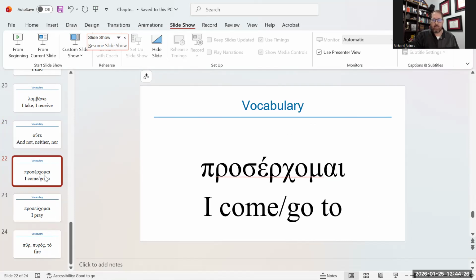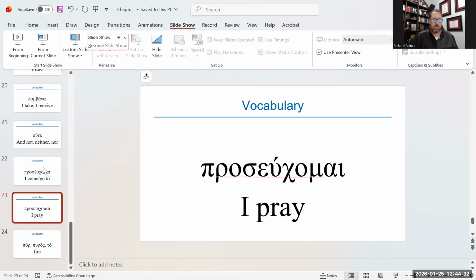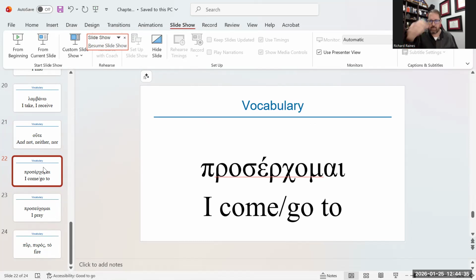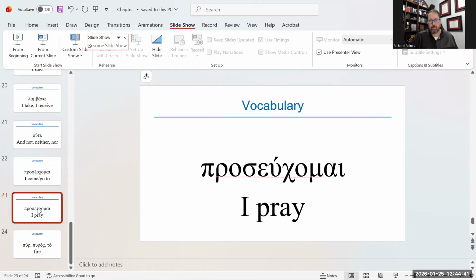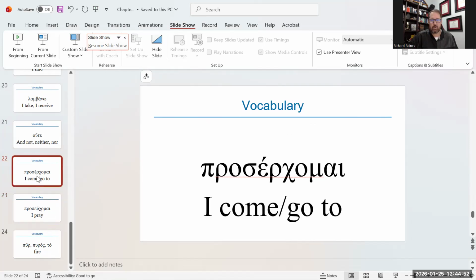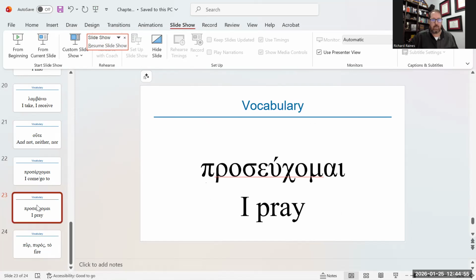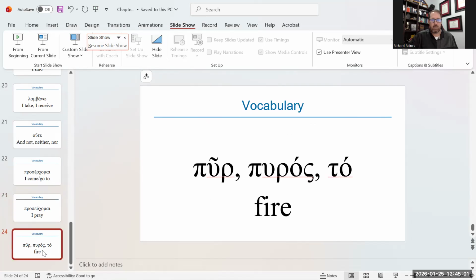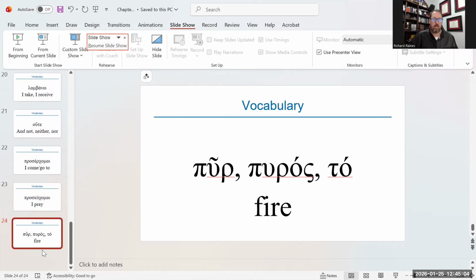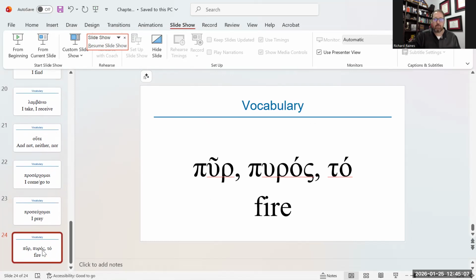Here's urkamai again. Pros urkamai, I come, I go to. And don't get these confused. Pros urkamai. See that row right there? Pros ukamai. I pray. So you just find a way to make that work for you so that you understand that pros ukamai means I pray. Pros urkamai, I go or I come. Pros ukamai is I pray. And then puros means fire. Things are purified in the fire. That'd be a good way to remember that.